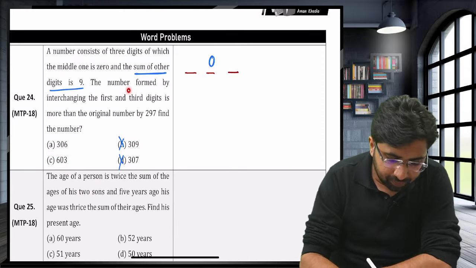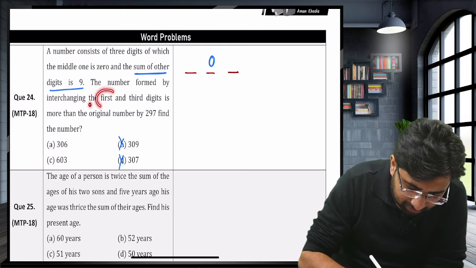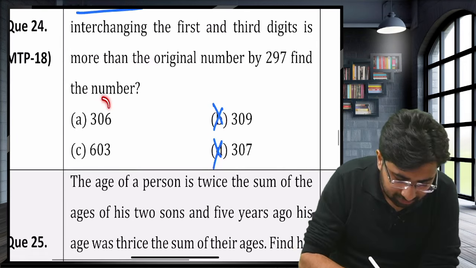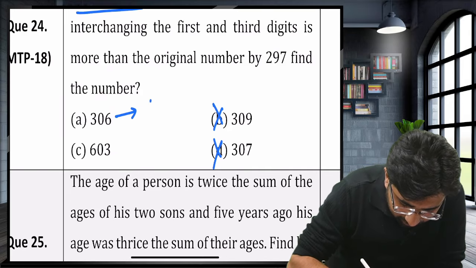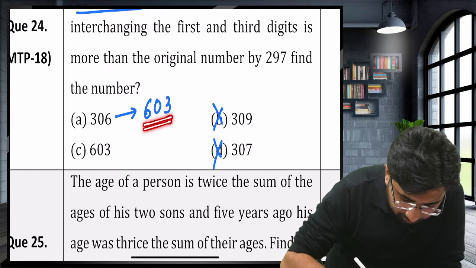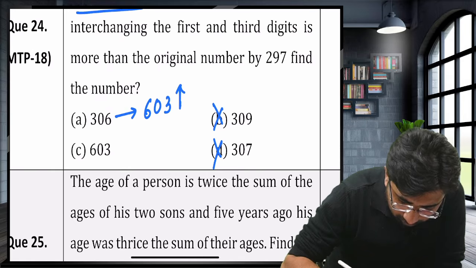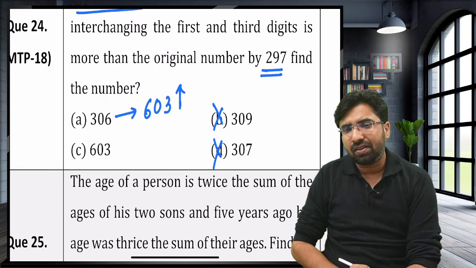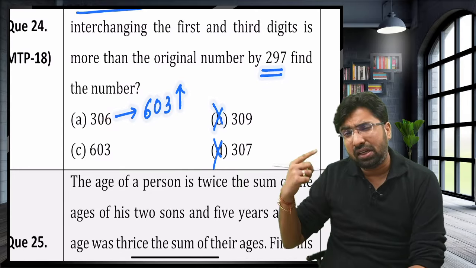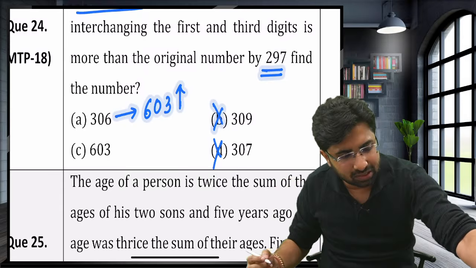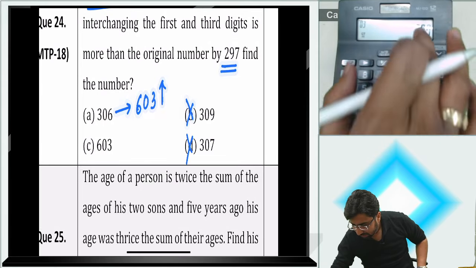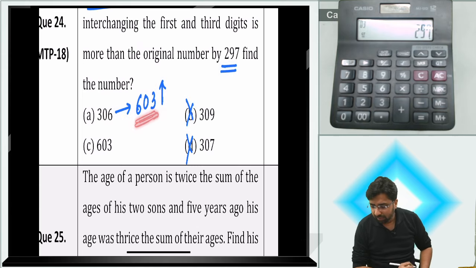Okay. The number formed by interchanging the first and third digit is more. Guys, if you interchange this, the number will be 603 and this will be more. The new number formed will be more. How much more? 297. Let's check whether the difference is 297. Yes, this is more. But is it really more by 297? Let's check it down, guys. 603 minus 306. Yes, this number is more by 297.